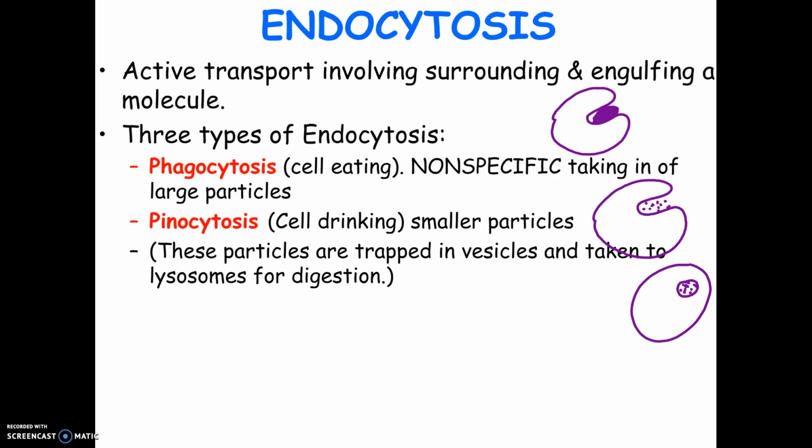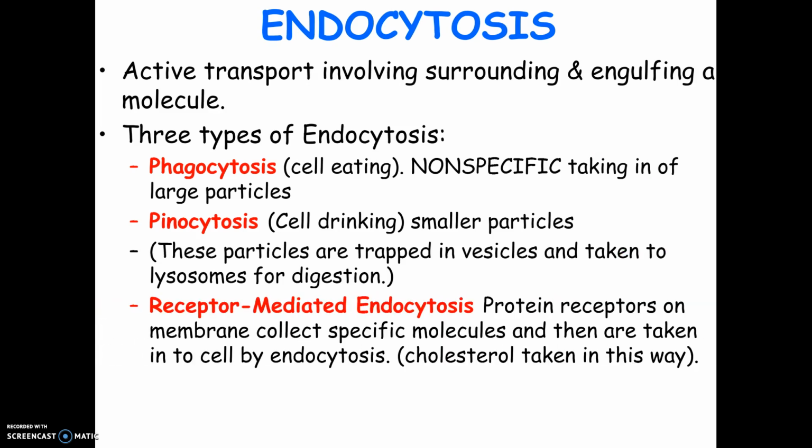The last one is called receptor mediated endocytosis. And this is where you have a cell, and the cell has protein receptors on the outside, and the receptors, when they bind to some particle, that stimulates the cell to absorb the particle. So here's the cell and the receptor, here's the particle, and basically the binding of the particle to the receptor told the cell to eat it. So that's called receptor mediated endocytosis.